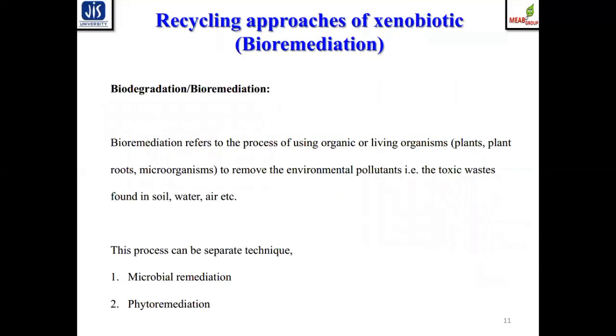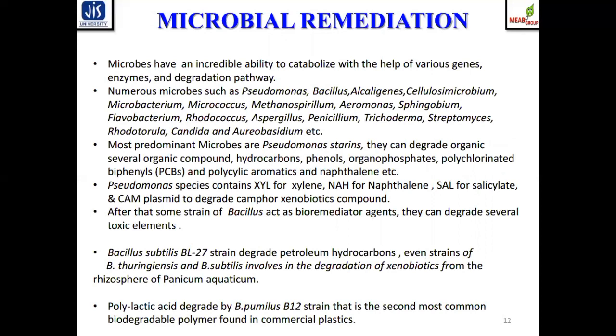And the third, most interesting recycling approach for xenobiotic constituents is bioremediation. Bioremediation refers to the process of using living organisms, including plant roots and diverse ranges of microorganisms, that will reduce or remove environmental pollutants like toxic wastes found in soil and water. This process can be separated into two sub-avenues, microbial remediation and phytoremediation. Microbial remediation mostly focuses on the involvement of microorganisms, their physiology, and metabolic reactions.